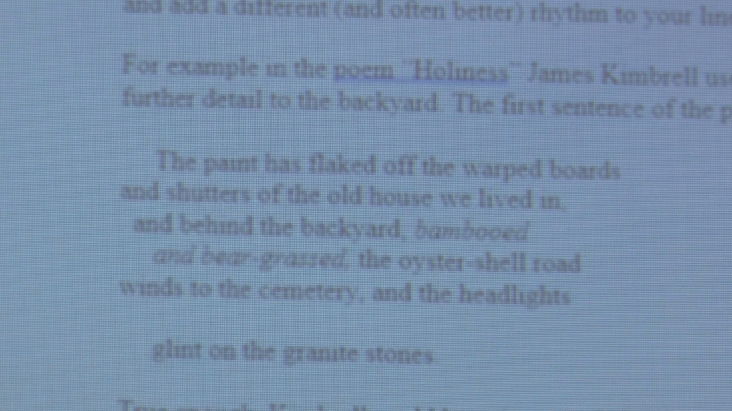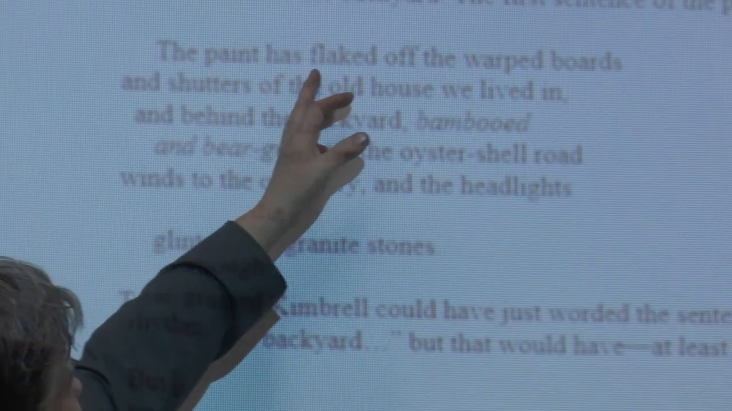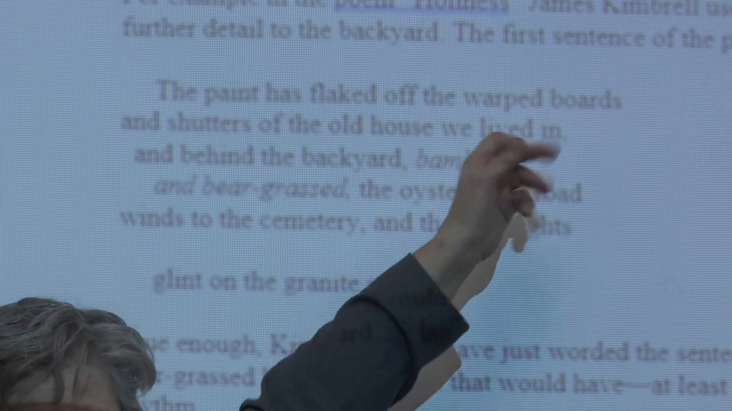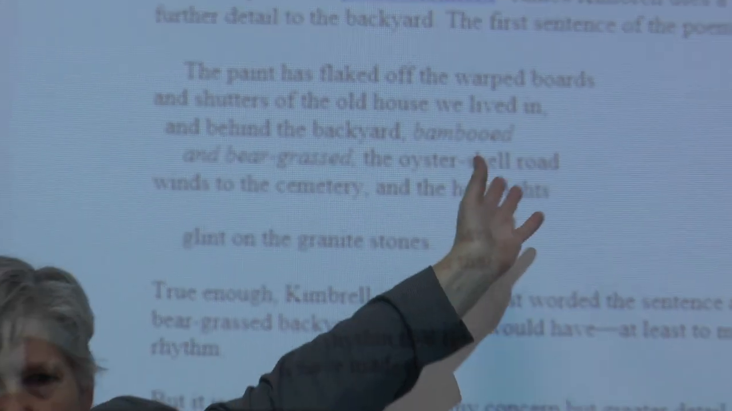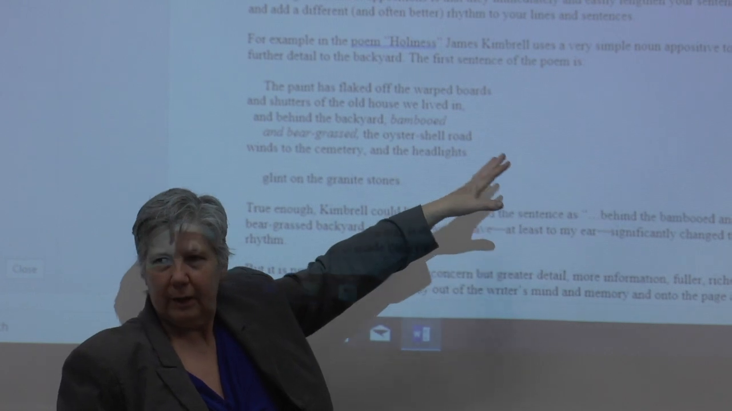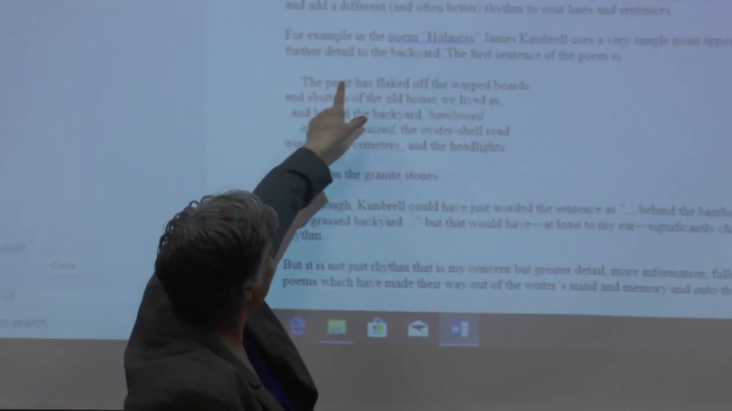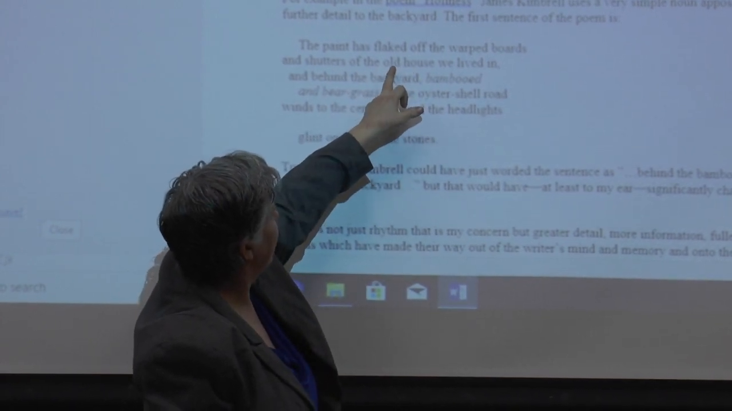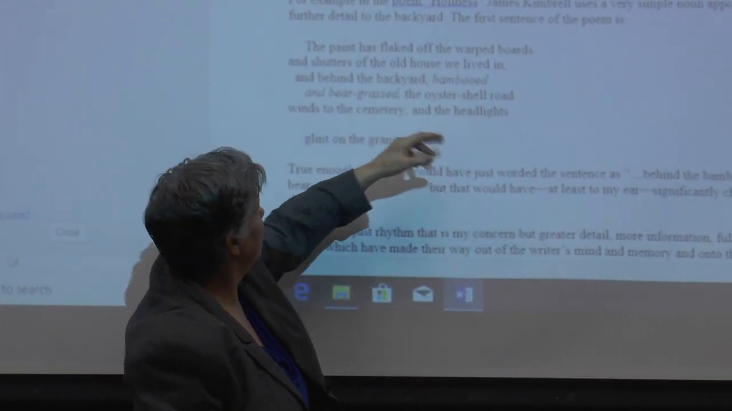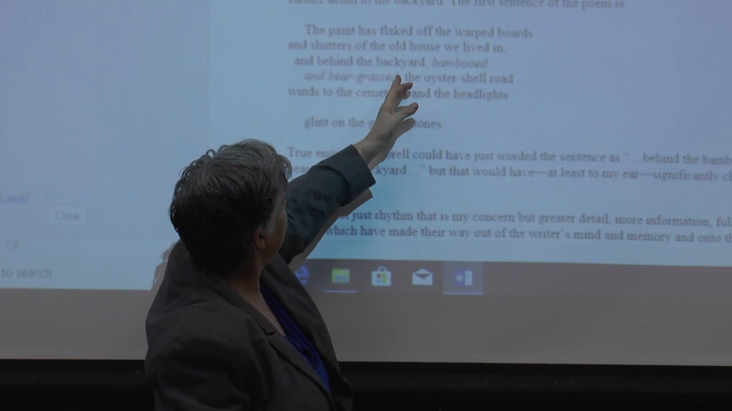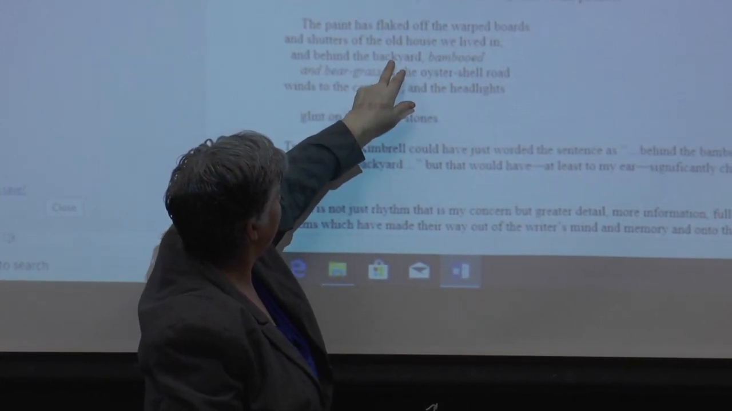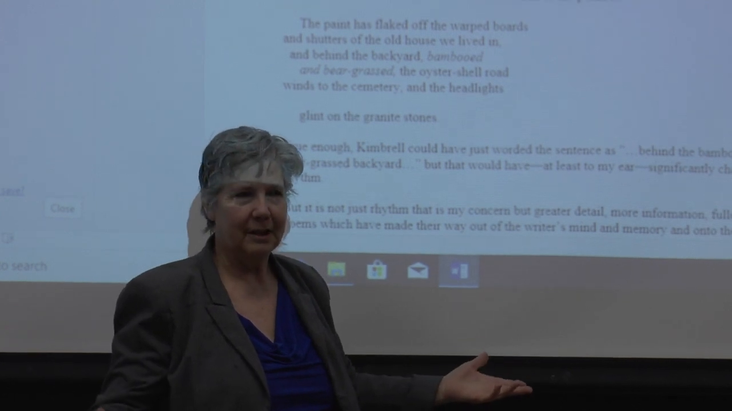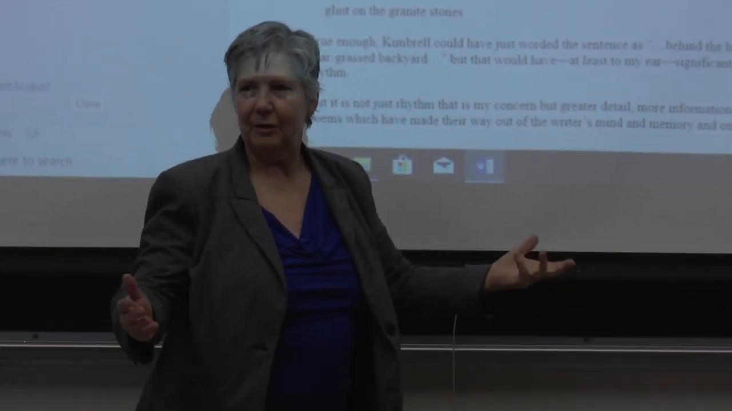Now notice, the paint has flaked off the warped boards. Adjective, noun. I almost failed ninth grade English, but I do know adjectives and nouns. That's easy, right? We all got that. The paint has flaked off the warped boards, adjective, noun. And shutters of the old house, adjective, noun, we lived in, and behind the backyard, bamboo and bare grass, noun, adjective, adjective. Boom. That's layering. That's an appositive. See how easy that was?